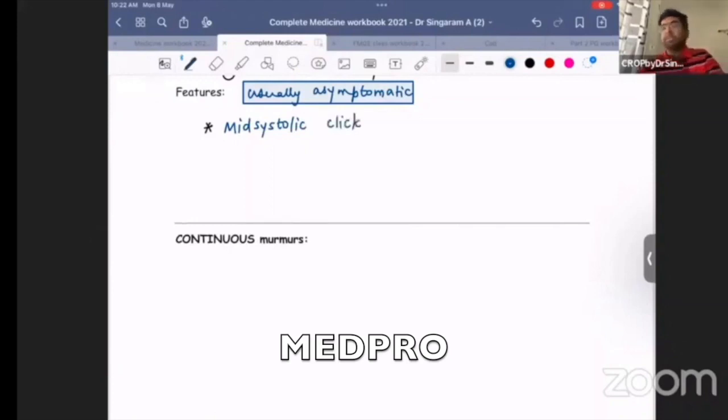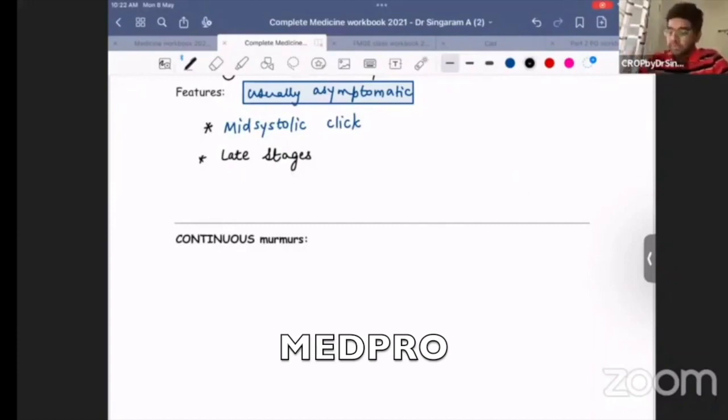Able to follow. It is mid-systolic click. So click refers to the sudden closure of the prolapsed mitral valve during the time of systole. Okay. Next thing, in the late stages, what can happen is, late stage means I'm talking about when they become older adults, not young adults, old adults, like for example, 50 years, 60 years.